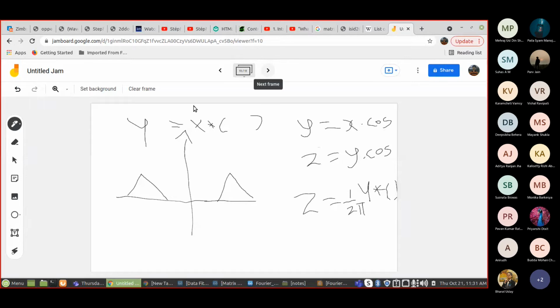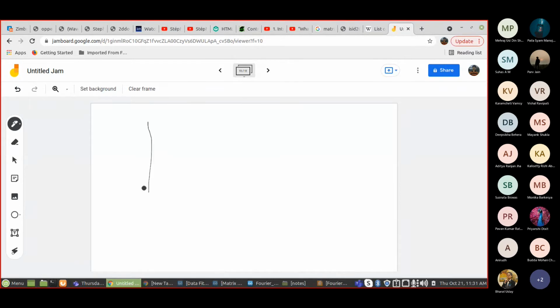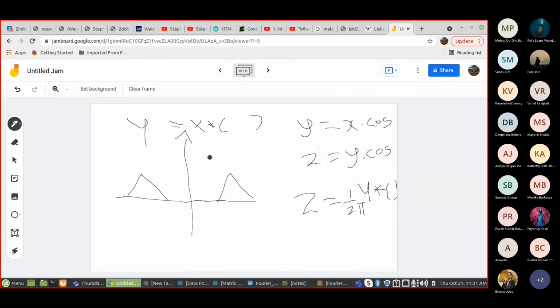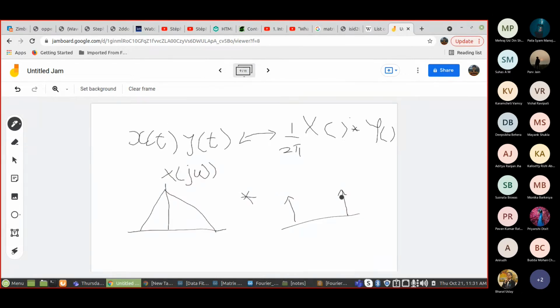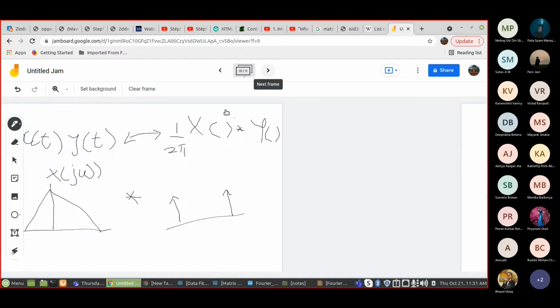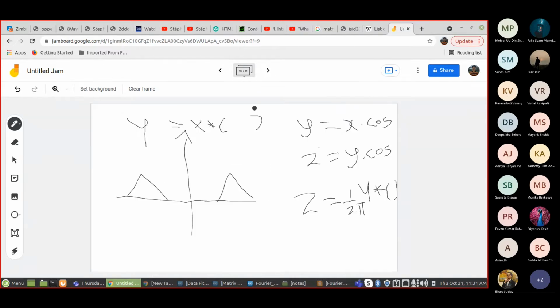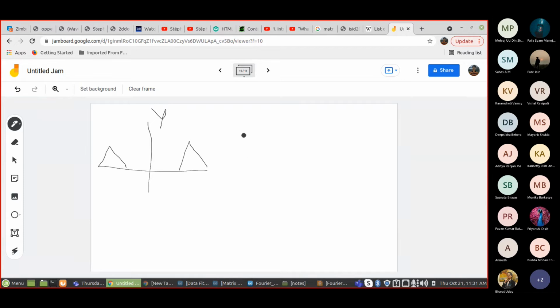Let me do that on the next page. So this was our y of j omega obtained from x of j omega. Right? X of j omega was this triangle, which we convolve with these two impulses to get y of j omega. And now we are going to convolve y of j omega. So remember that there is a half factor in here. So let me write that half in here.